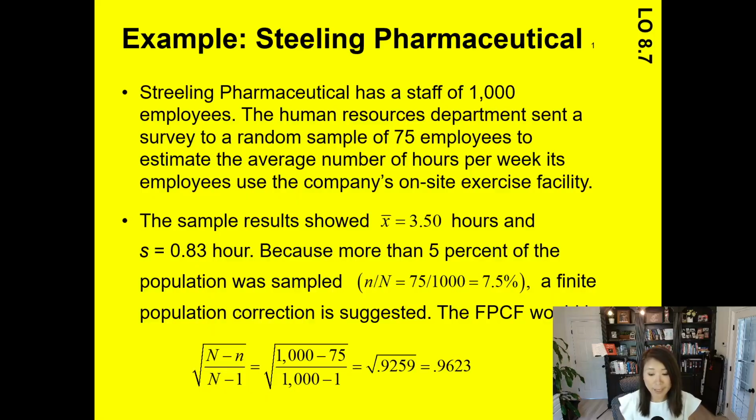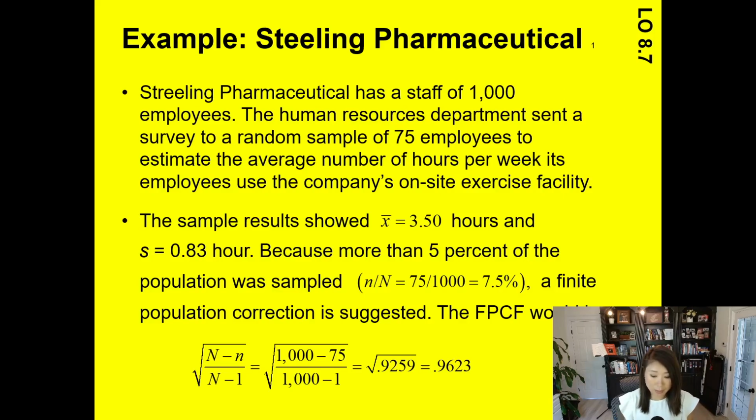So let's first calculate our FPCF, the finite population correction factor. We directly apply the formula using 1,000, which is the population size, minus 75, the sample size, divided by the population size, 1,000, minus 1, and taking the positive square root, and we get 0.9623.